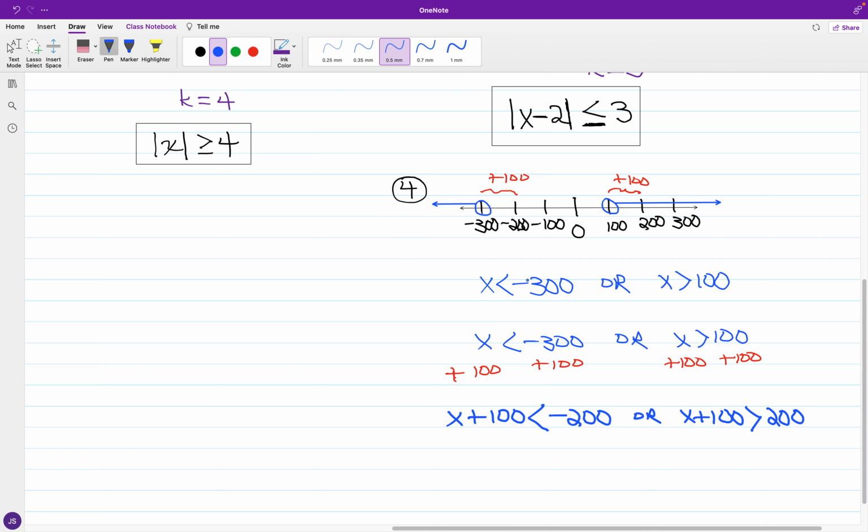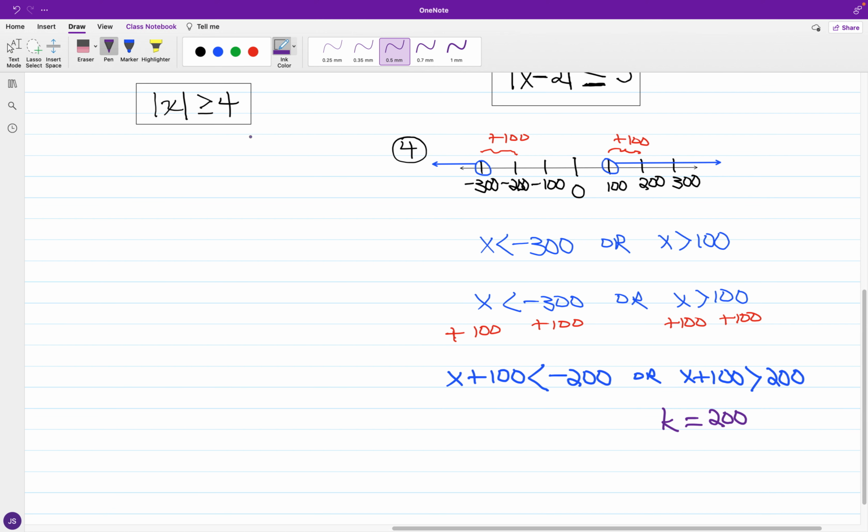And so at one end of the spectrum, we have increasingly negative. At the other, we have increasingly positive. And we're able to establish the K value, which is going to be 200. Again, we're able to identify the K value by adjusting the x to x plus 100. So for the absolute value inequality, instead of just x, again, we transform to x plus 100, where the absolute value in this case is going to be greater than 200.